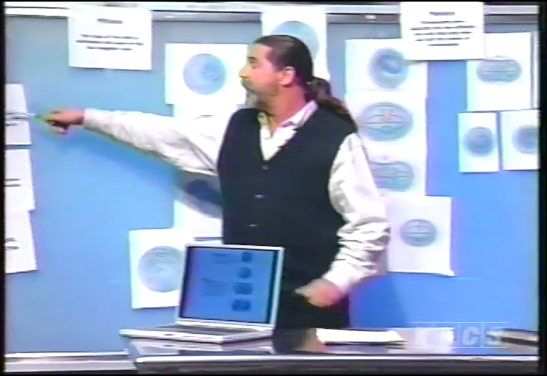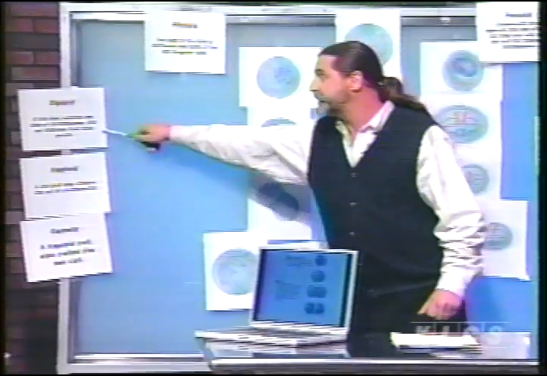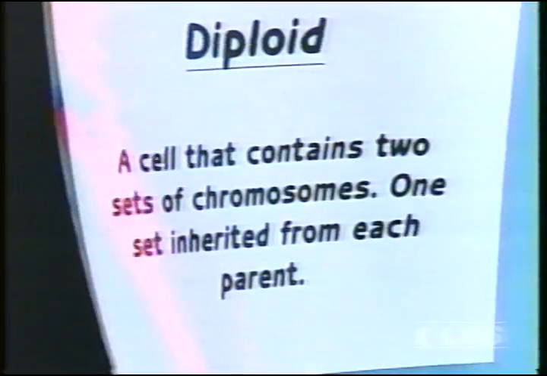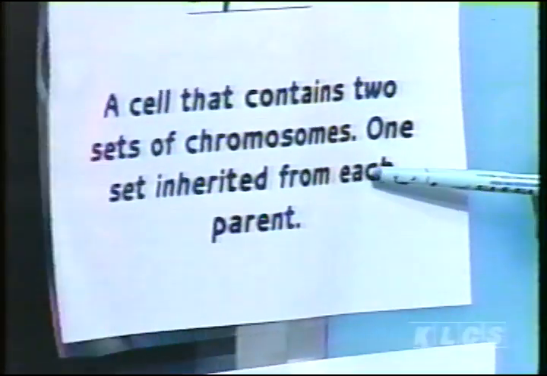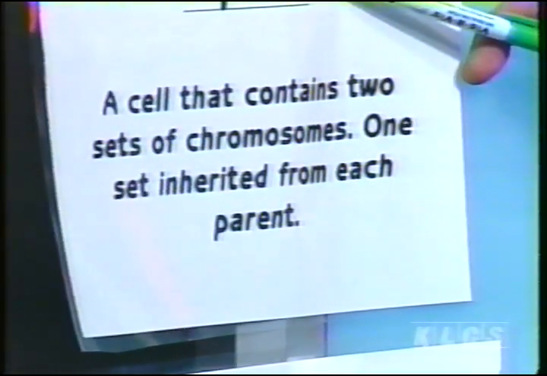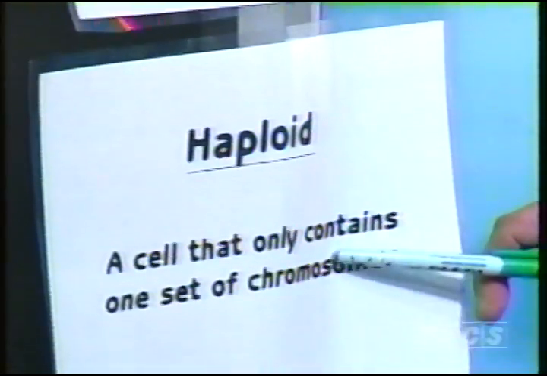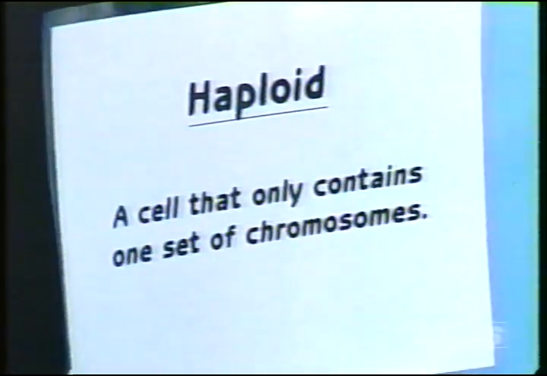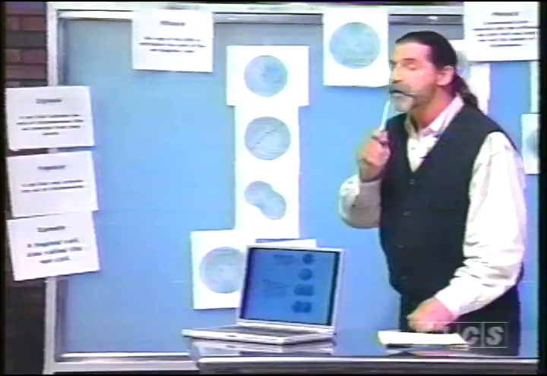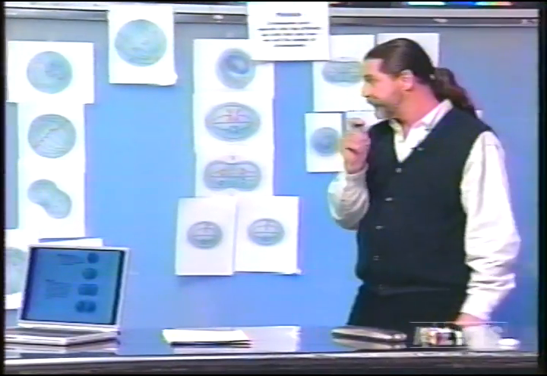If you remember our diploid cell, a cell contains 2 sets of chromosomes, one inherited from each parent. A normal cell is diploid. A new vocabulary word, haploid, a cell that only contains 1 set of chromosomes. Okay? 1 set of chromosomes, haploid.